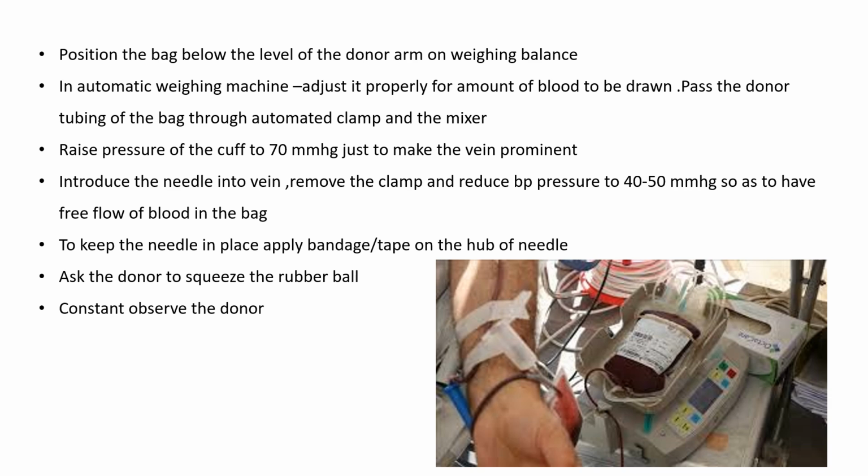Now we will raise the cuff to 70 mm of Hg just to make the vein prominent. Introduce the needle into the vein, remove the clamp and reduce the pressure to 40 to 50 mm of Hg so as to have a free flow of blood into the bag. To keep the needle in place, we apply some bandage or tape on the hub of the needle. Ask the donor to squeeze the rubber ball and constantly observe the donor.